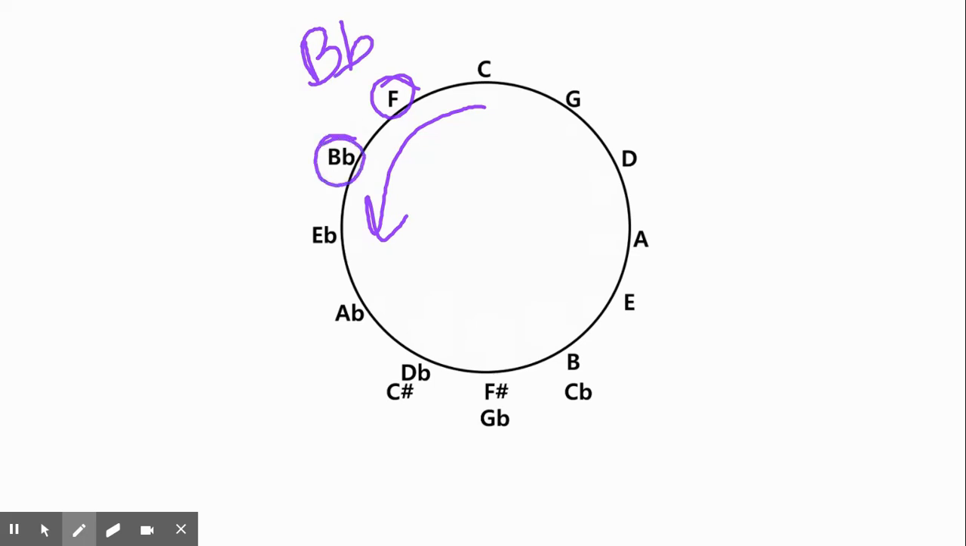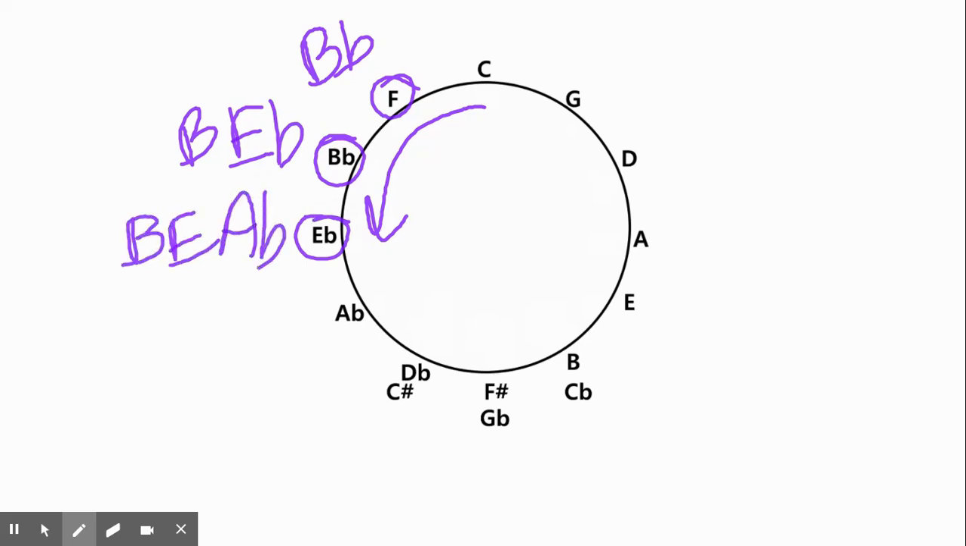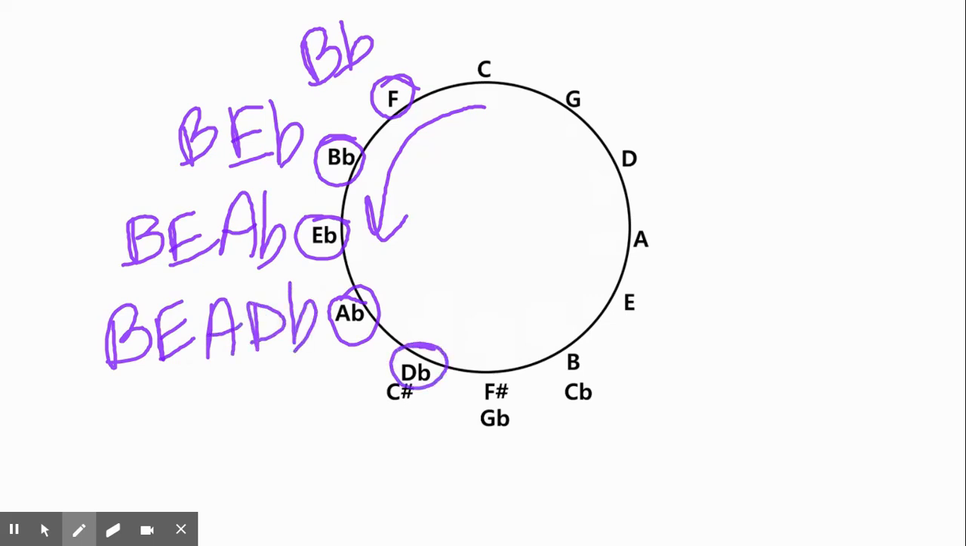In the key of B flat, we have the flats B and E. In the key of E flat, we have the flats B, E, and A. In the key of A flat, we have the flats B, E, A, and D. In the key of D flat, we have the flats B, E, A, D, and G.